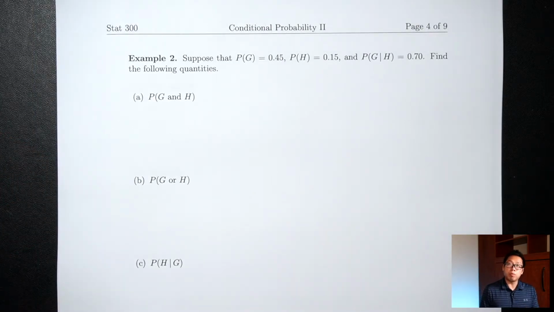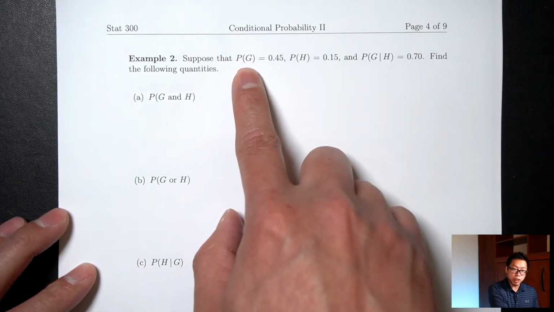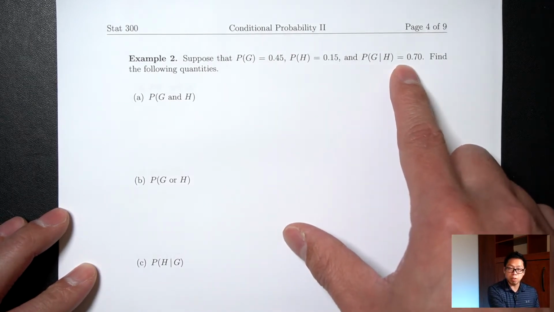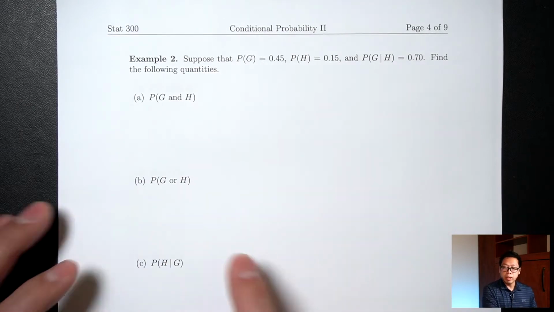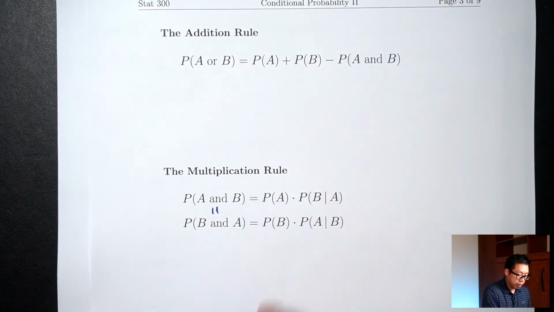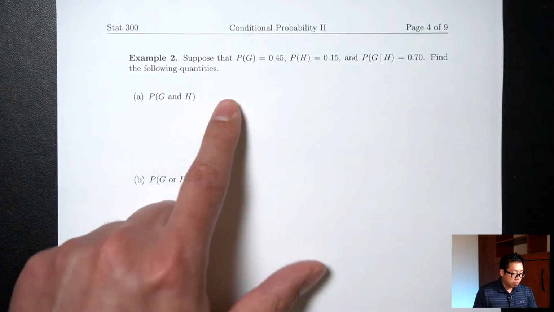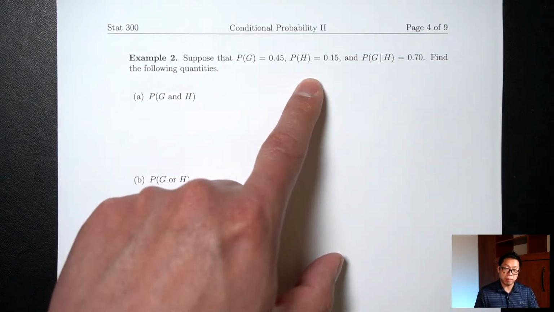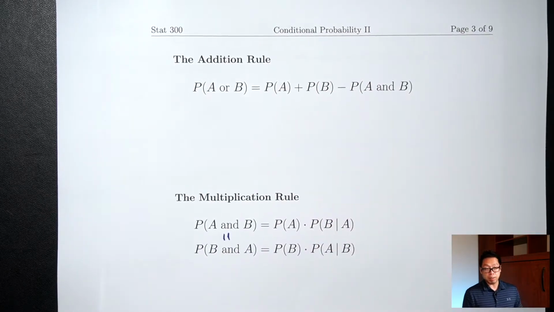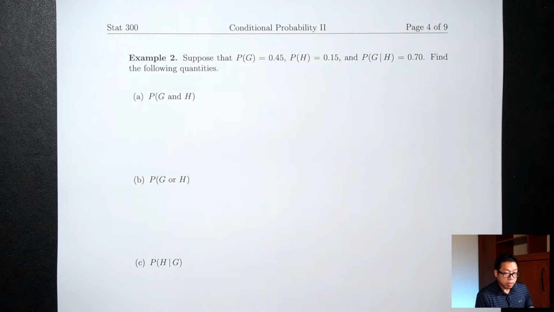Well, we would use those formulas when we're not given a table and we're just given the probabilities like we are here. So suppose that probability of G is 0.45, probability of H is 0.15, probability of G given H is 0.70. Find the following quantities. So I'll need the formulas on the previous page. And really, I just need the first 3. Now, these formulas are written with A's and B's. My question here is asking about G and H's. So what I'm going to do is I'm going to rewrite these 3 formulas with G's and H's. So I'm going to replace the A with G and the B with H. Okay, and the 3 formulas I'll get, I'm going to write up here.